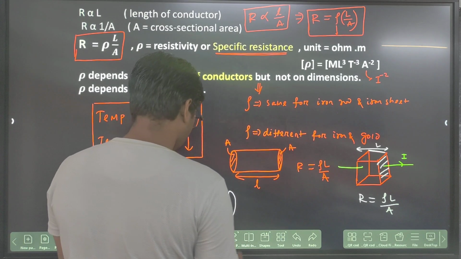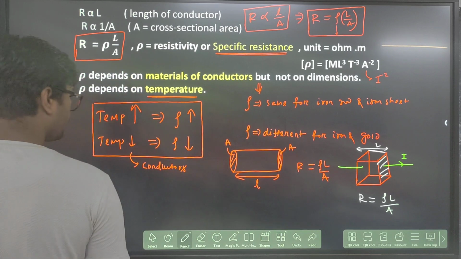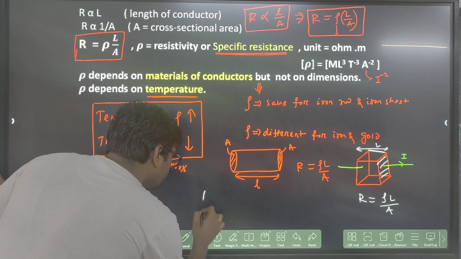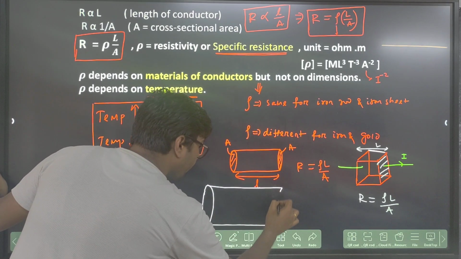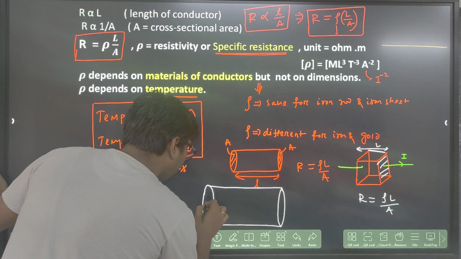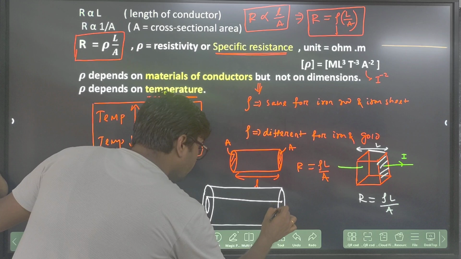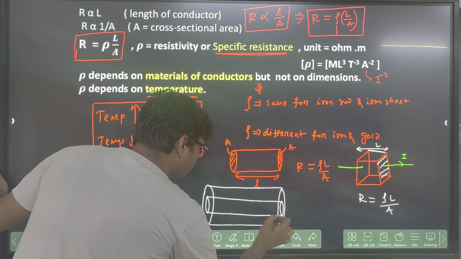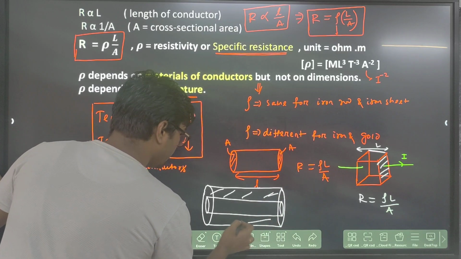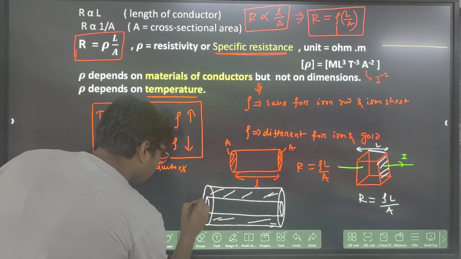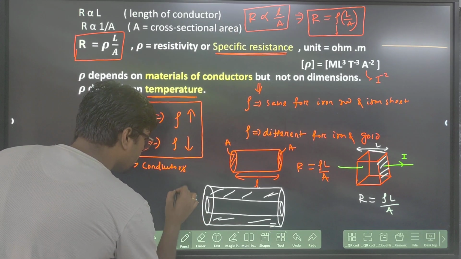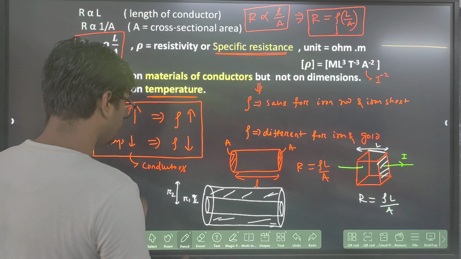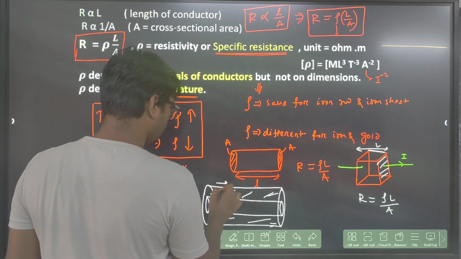Let's say this is one conductor, made of concentric cylinders. Here it is the conductor, and inside it is hollow. This radius is small r1 and the outer cylinder has radius r2, and the current is flowing along this direction.